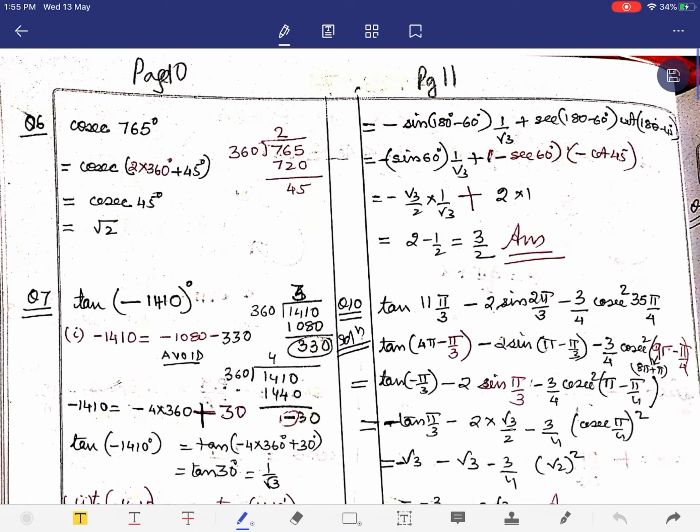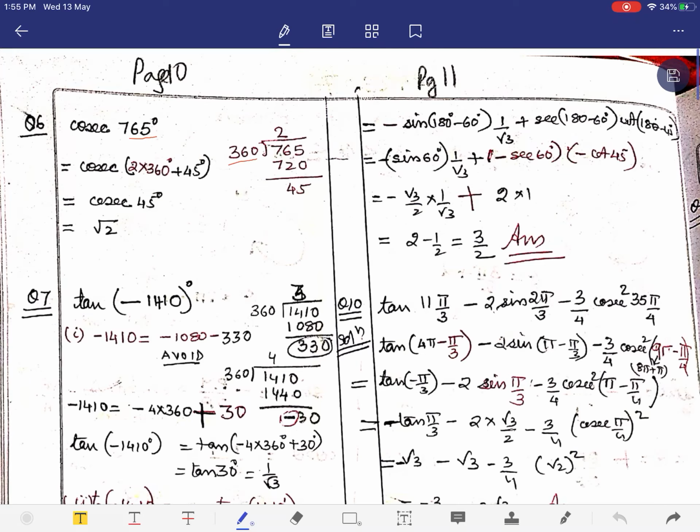Hello everyone. We'll find the ratios for a few more allied angles. That is cosec 765 degree. Now 765 is a measure which is much greater than 360 degree, so we need to reduce it. For that we'll divide 765 by 360.